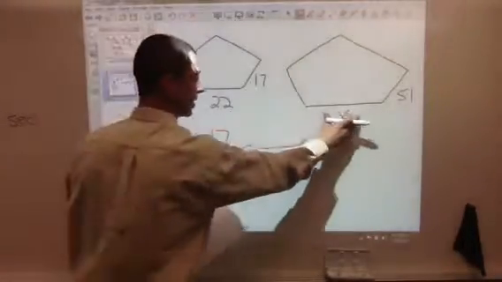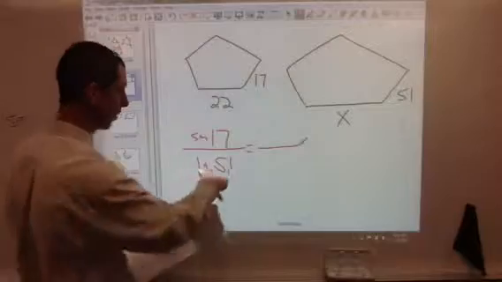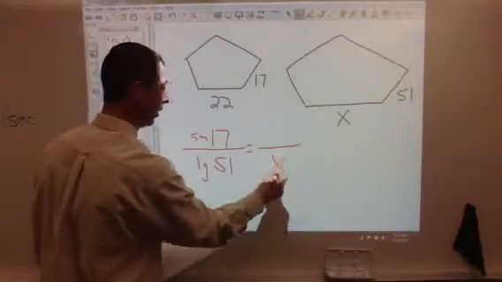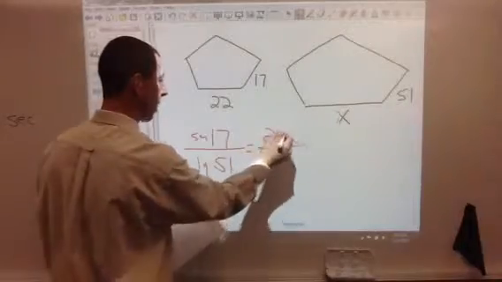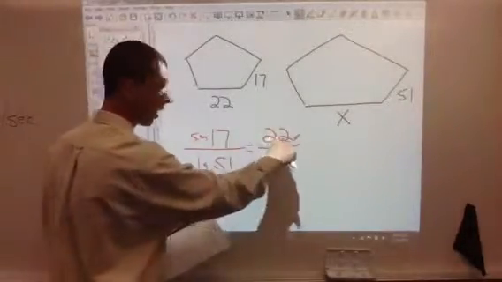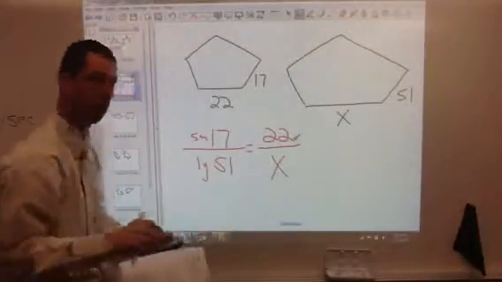Now x is on the larger one that I have to solve, so I've got to keep it on the bottom here. And x corresponds with 22 off of the smaller one. So once again, small's across from small, large across from large here.